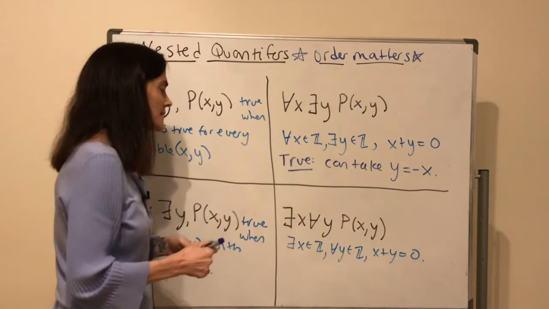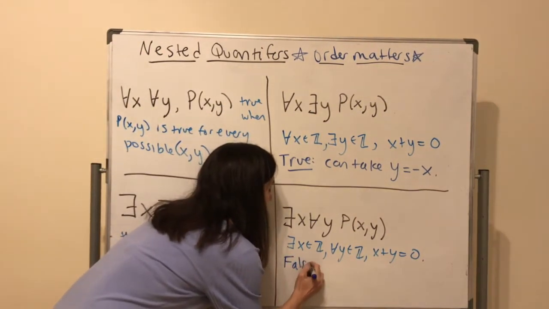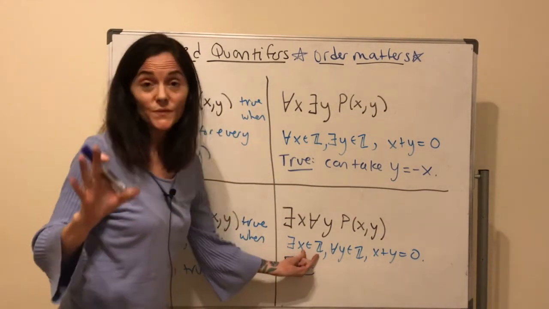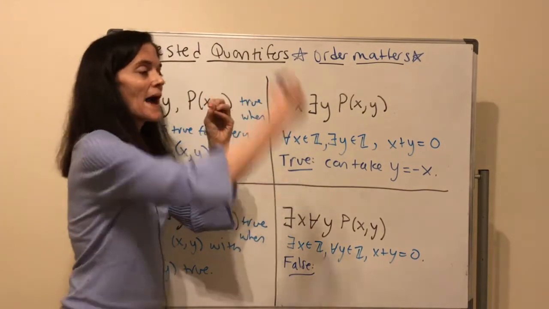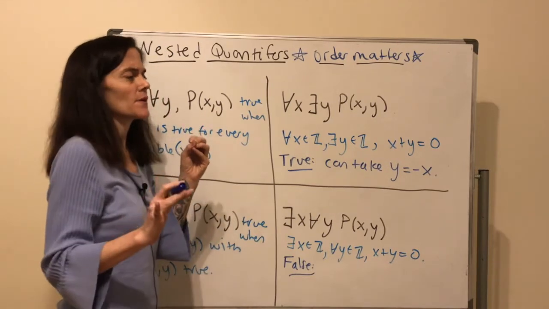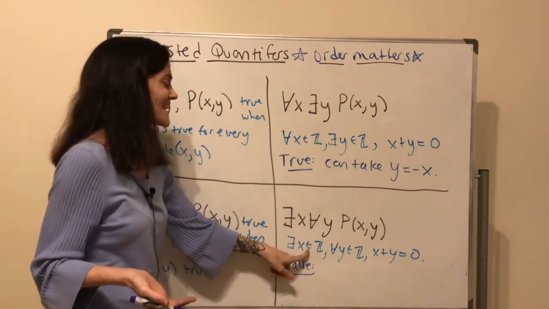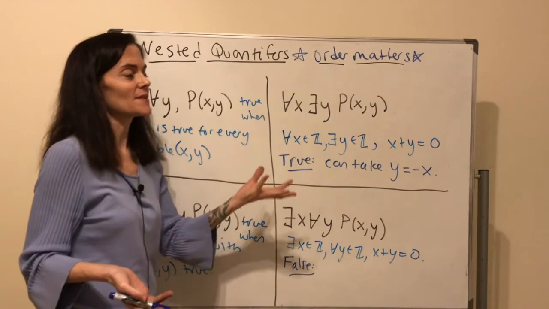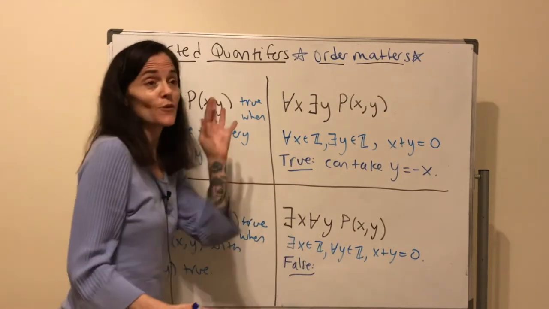But this one is false because this comes first. So I need one x such that no matter the y I choose, x plus y is 0. Well, that's not going to work. There's not one x such that no matter the y I choose, x plus y is 0. Because, for instance, if I picked 1, that would say x had to have been minus 1.